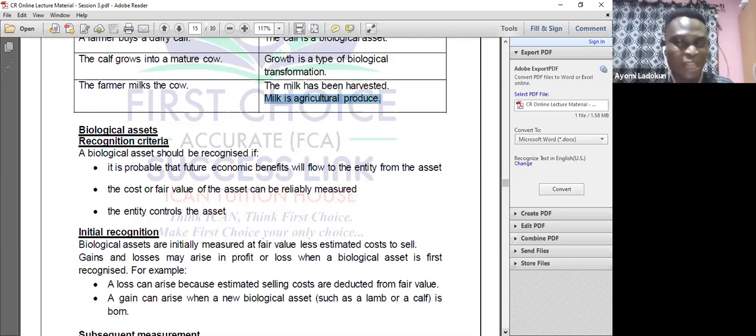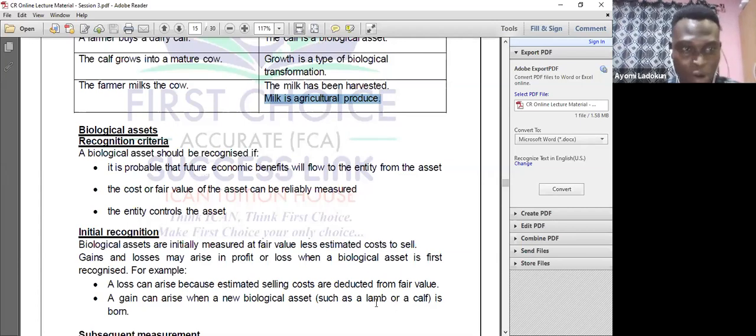Don't forget, I told you that when you look at standards, you look at four things. You remember: technical definition, recognition criteria, measurement criteria, and disclosure requirements. So we have successfully looked at the technical definition. So let's look at recognition criteria.